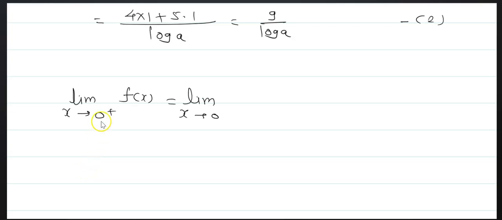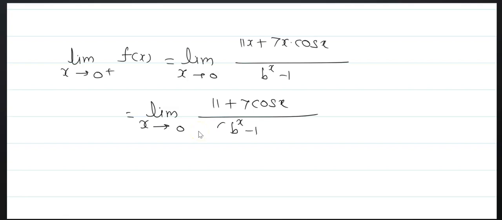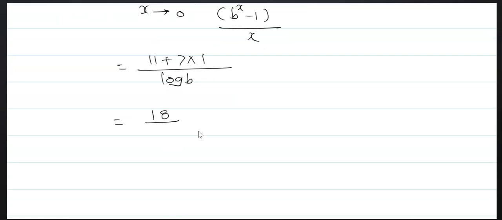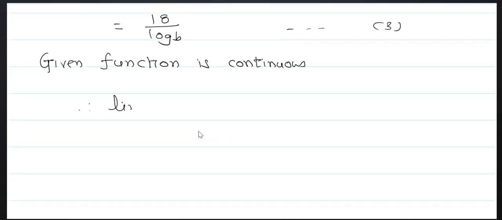Limit x tends to 0, that is the right hand side limit: 11x plus 7x cos x upon b raised to x minus 1, divide numerator and denominator by x. Then you will get 11 plus 7 into 1 upon log of b, that is 11 plus 7 is 18 upon log of b. This is number 3. Given function is continuous.